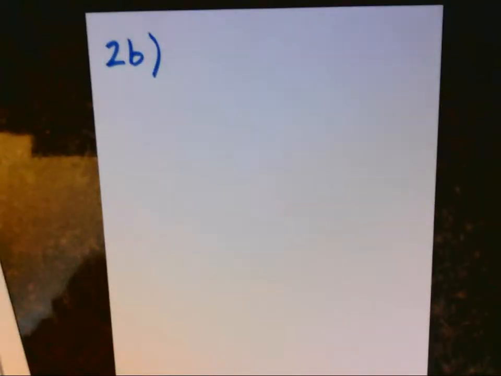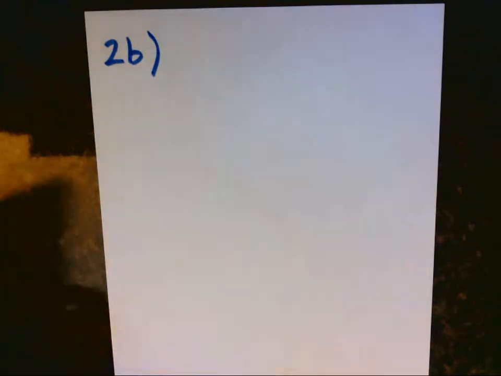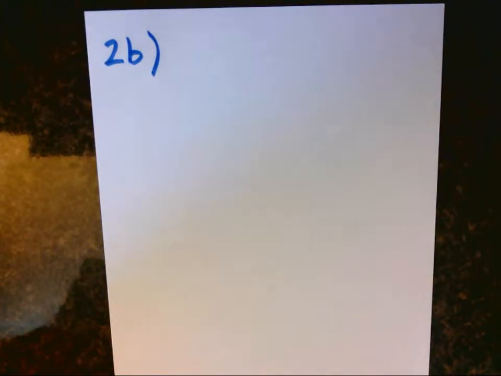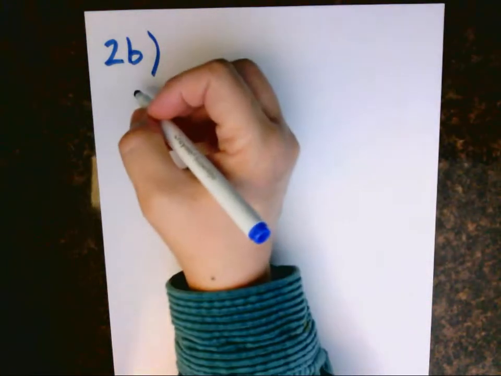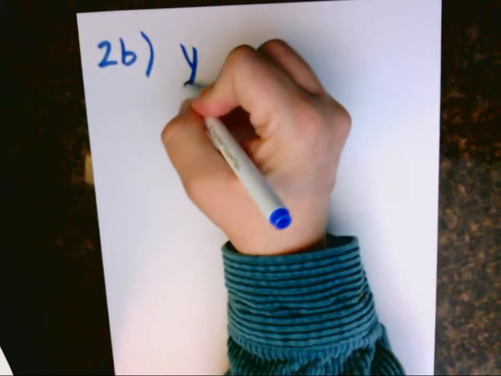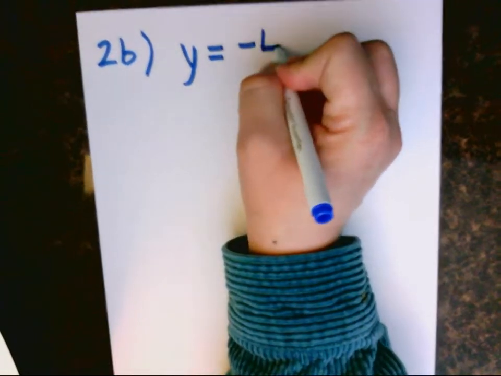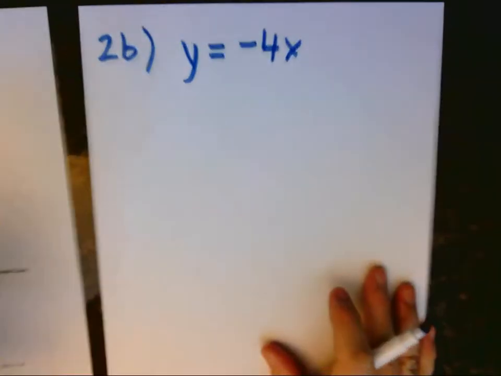2B. Same thing. Find the intercepts and graph it and write it with function notation. All right, so they have given us y equals negative 4x, and we need to find the intercepts.